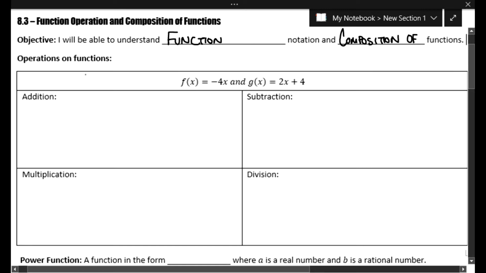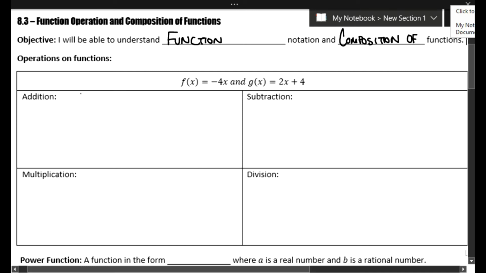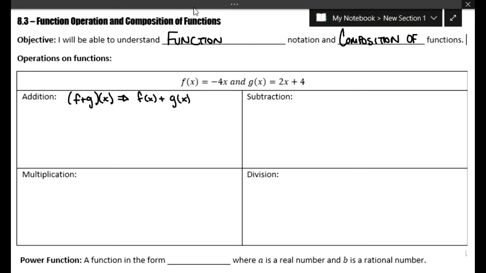When you do addition of functions, we're just going to take the two functions and add them together. But when we do that, the notation looks a little different. It looks like f plus g of x. And this just means that we're going to take f of x and we're going to add g of x to it.